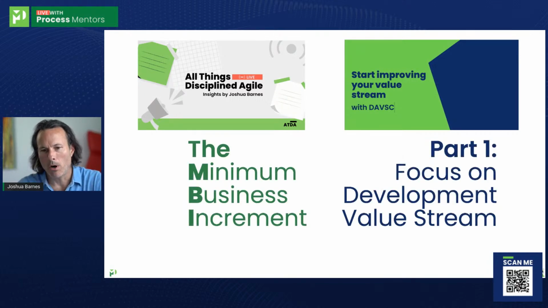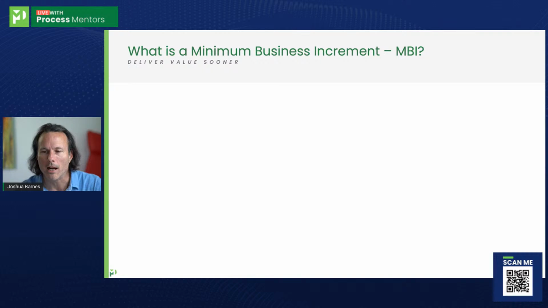And in this first part, I'm going to focus just on the development value stream, and specifically one of the larger problems that I feel that moving to using minimum business increments can help a lot of organizations with. In part two, I'm going to pull in the other value streams, or really kind of value stream segments, into the discussion, and also get into a couple of examples of MBIs.